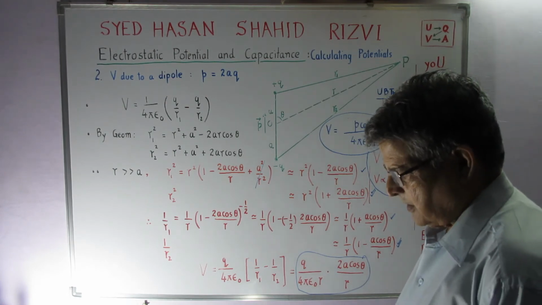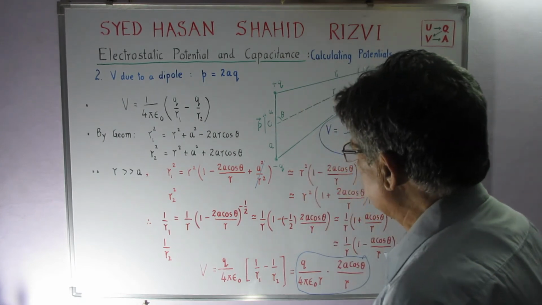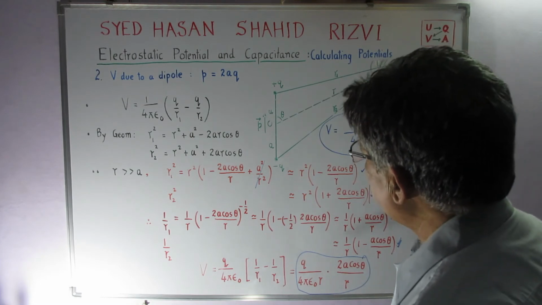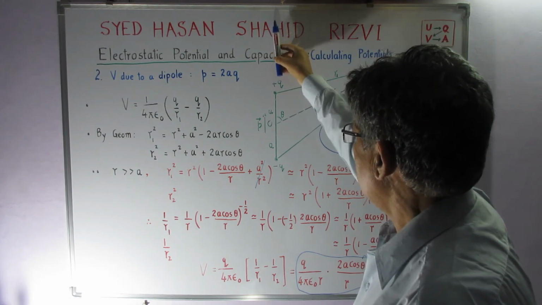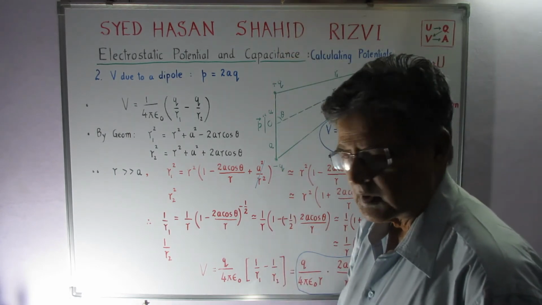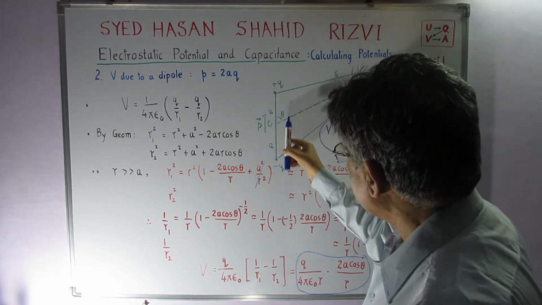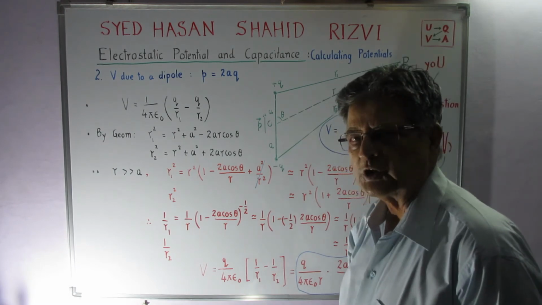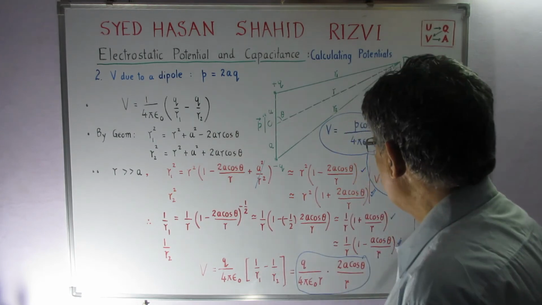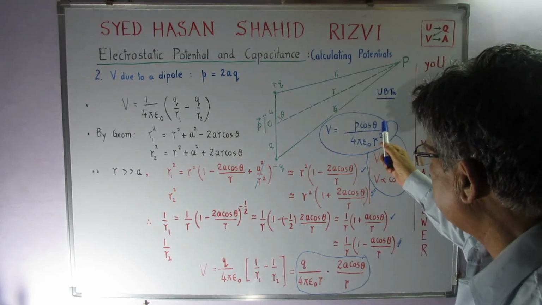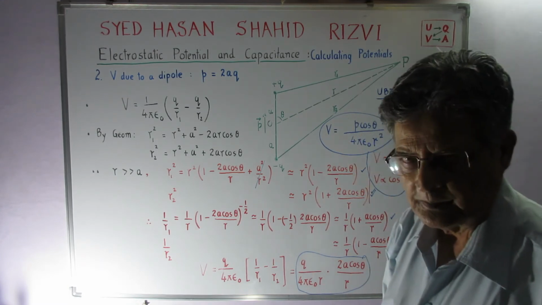Now let's use this and ask some questions. What will be the value if I take the point P on the axis of the dipole, on the side of the plus q? When we do that, this theta becomes equal to 0 and cos theta becomes equal to 1. So the value turns out to be equal to 1 into p upon 4 pi epsilon naught r square.